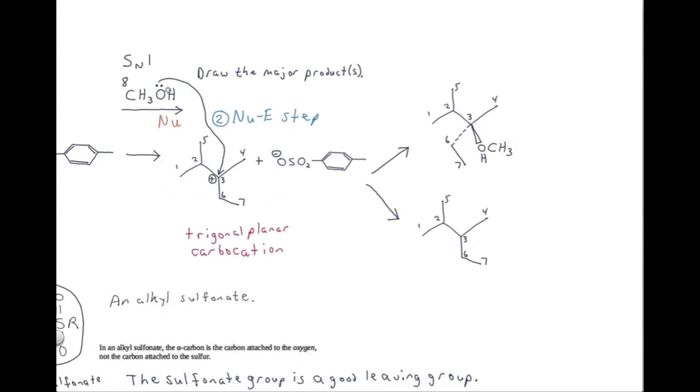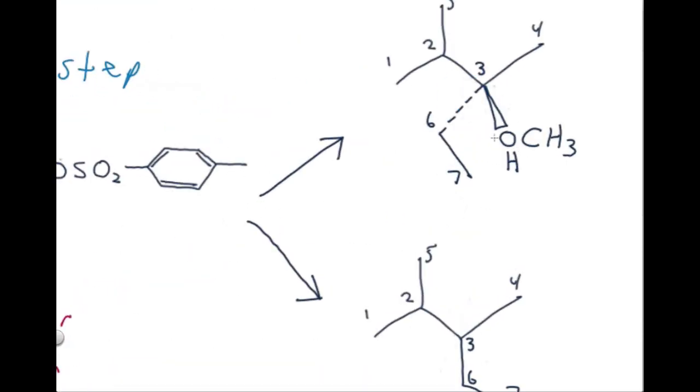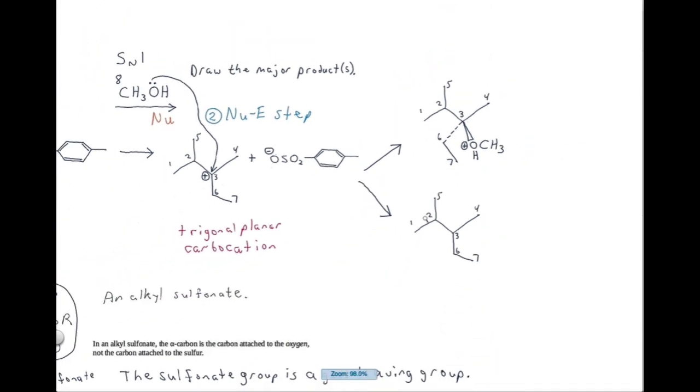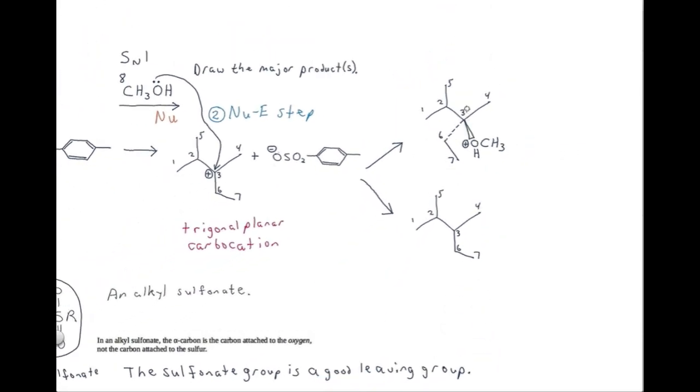I showed the oxygen attacking from in front of the page, so the oxygen ends up on a wedge. Now, as the oxygen comes in from in front of the page, it's going to push carbon-6 behind the page. So carbon-6 ends up on a dash. Make sure you change the charges. The oxygen started neutral and it gained electrons, so this oxygen should end up with a positive formal charge. It would be a big mistake to leave out that positive formal charge. And of course, I've already changed the charge here on carbon-3 from positive to neutral.